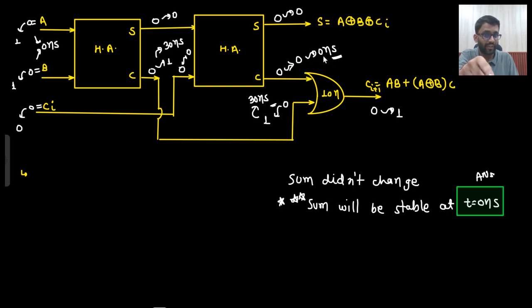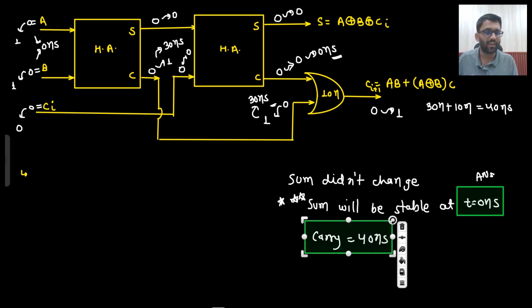So this guy has to wait. This guy has to wait for this guy, that when it becomes stable. So it will become stable after 30 nanosecond. So 30 plus 10. After 30 nanosecond, they both will go, and it will take them 10 nanosecond to cross. So 30 plus 10, that means after 40 nanosecond, this will become stable. So for carry, it is 40 nanosecond. So that's the answer of both of the questions.